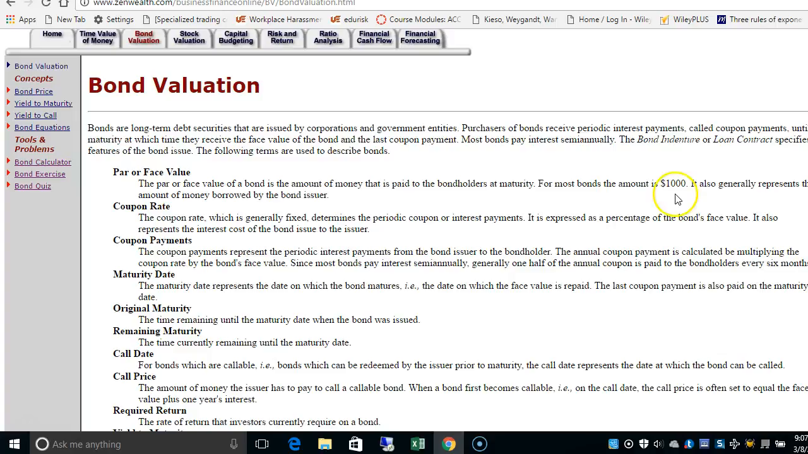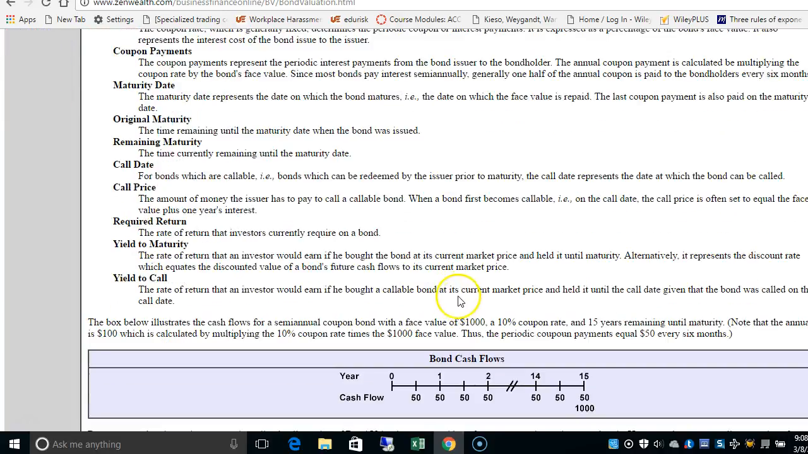The coupon payment represents the periodic interest payments. Usually bondholders receive payments every 6 months, semi-annually. The maturity date represents the date the bond matures. Most bonds are long-term investments. They'll mature in 10, 20, 30 years. The original maturity is the time remaining until the maturity date when the bond was issued.